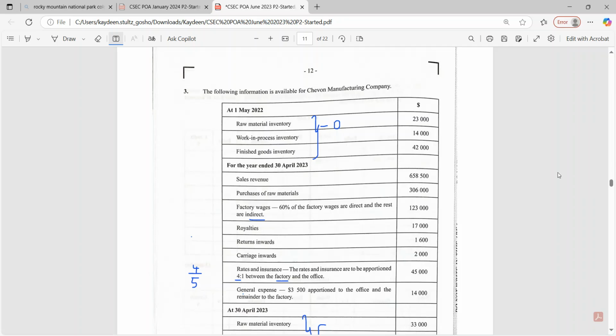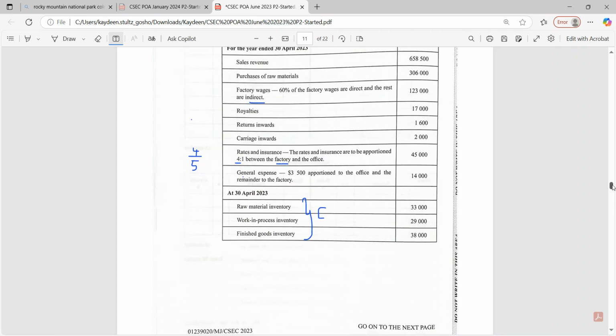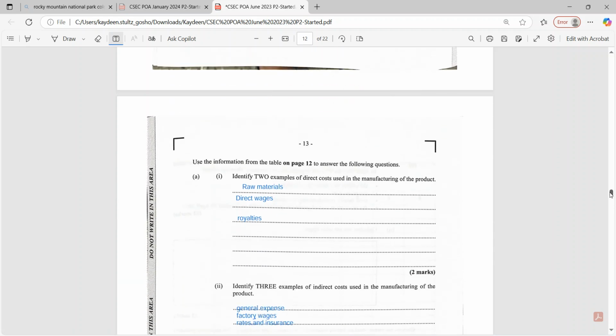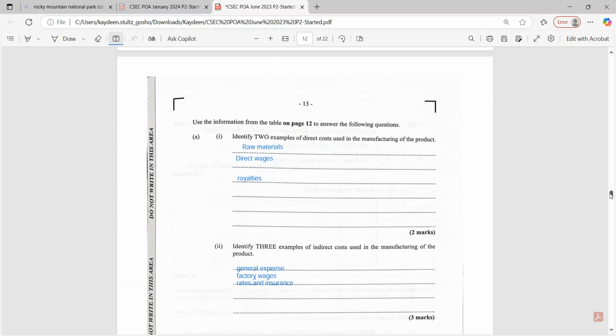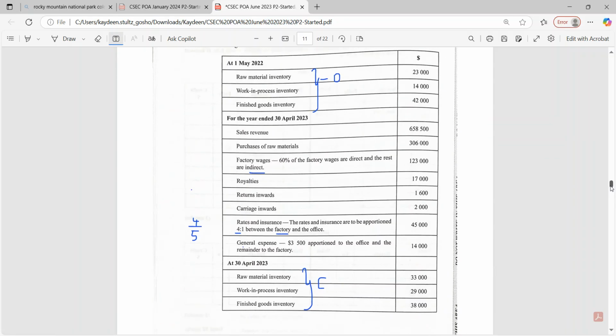Number 3 says the following information is available for Chevron Manufacturing Company. All right. So they list some items, but I'm going to read the instructions first, and then we come back to the items. Use the information from the table on page 12 to answer the following questions. Identify 2 examples of direct costs used in the manufacturing of the product. So let's just look for the items in the table.